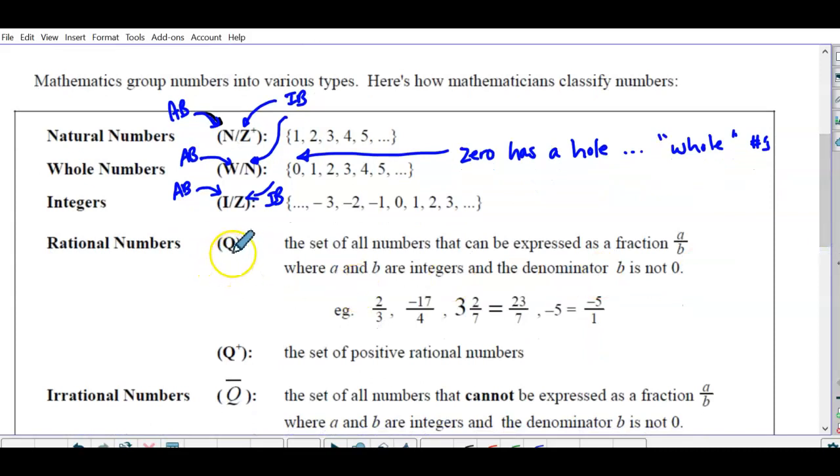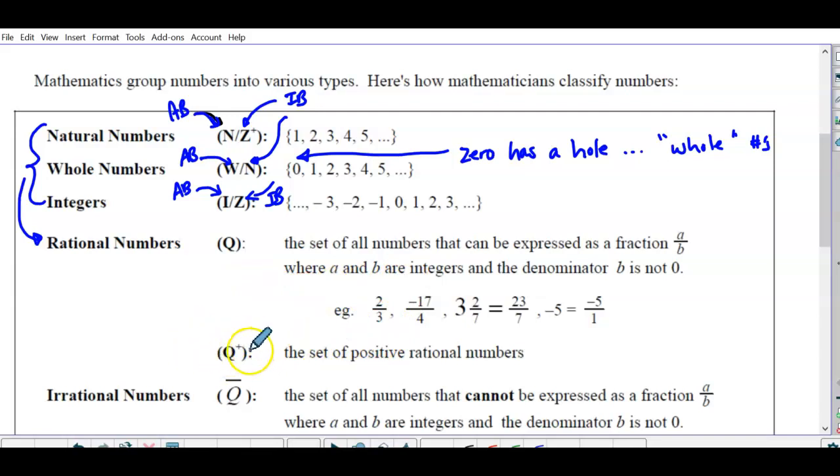Rational numbers is Q, no matter what. Probably comes from the word quotient, which is the answer when you divide. So Q for rational in both Alberta and IB curriculum. And that's the set of all numbers that can be expressed as a fraction a over b, where a and b are integers and the denominator is not zero. So rationals include all of these. It includes all fractions like 2/3, negative 14, 17 over 4 that don't reduce. For example, negative 5 over 1 is negative 5. That's a fraction made up of an integer numerator and denominator, and we get an integer answer. So integers are part of rational numbers.